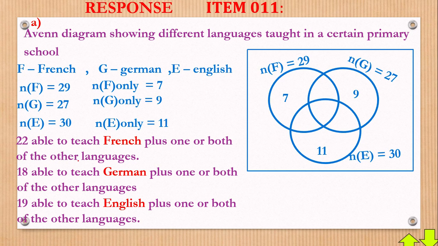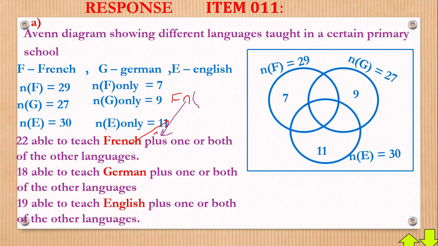For example, this means that 22 are able to teach French. The meaning of this statement, I'll put forward here. From the word, 22 are able to teach French. The word plus means and, intersection. Allow me to use a different ink here. Please, let's be keen about how we analyze this logic part. Now I'll use a bracket. Plus means intersection. This word here, plus, means intersection.